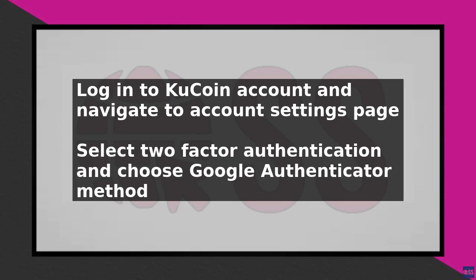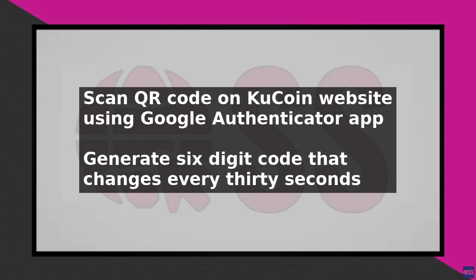Once the QR code is scanned, the Google Authenticator app will generate a 6-digit code that changes every 30 seconds. Enter this code on the KuCoin website to complete the setup process. After completing the setup, you will need to enter the Google Authenticator code every time you log in to your KuCoin account. This adds an additional layer of security to your account and helps protect it from unauthorized access.